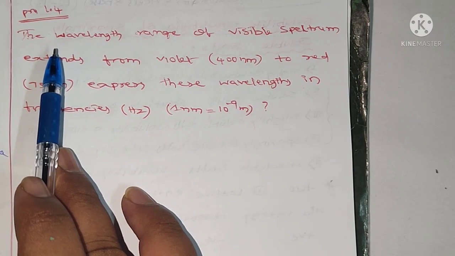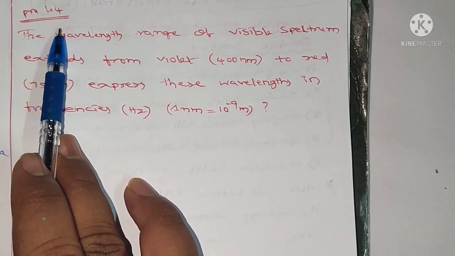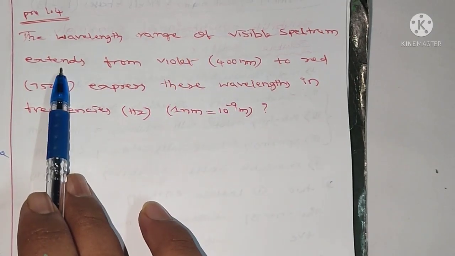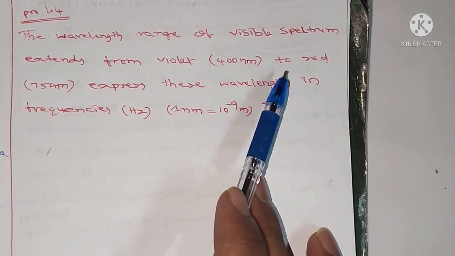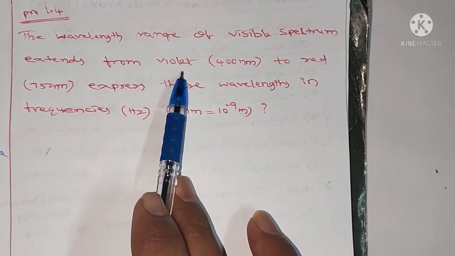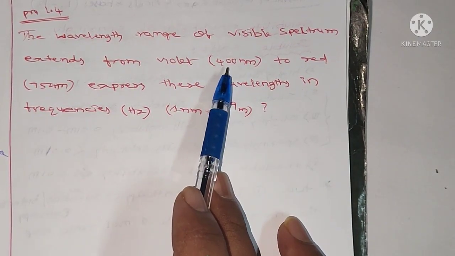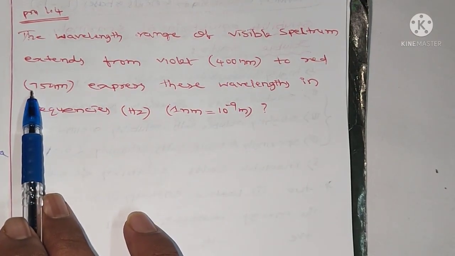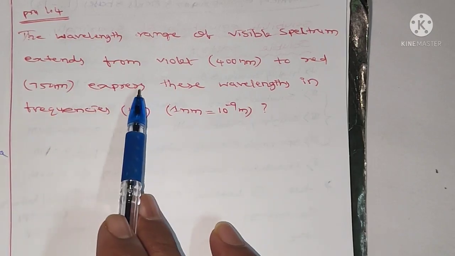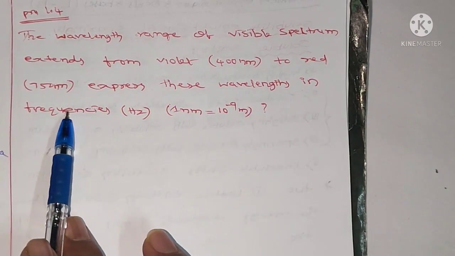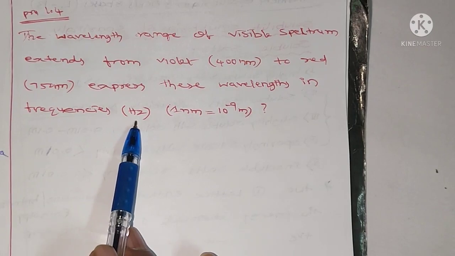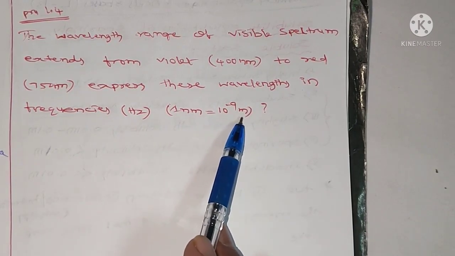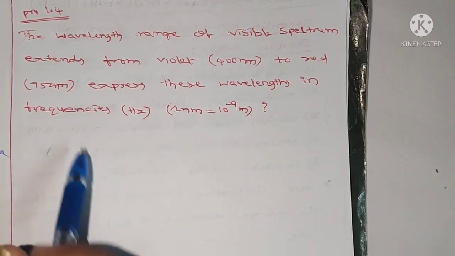Next one from the textbook, problem number 1.4. The wavelength range of the visible spectrum extends from violet to red. The violet is at 400 nanometers and red at 750 nanometers. Express these wavelengths in frequencies, where 1 nanometer is equal to 10 to the power of minus 9 meters. Let us solve this problem.